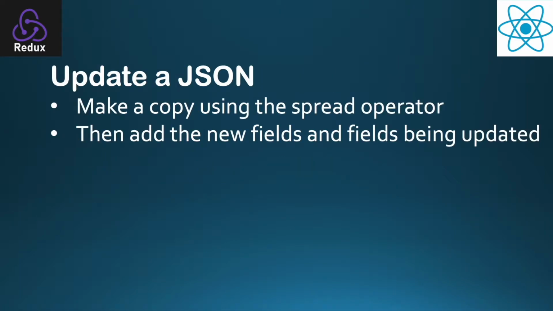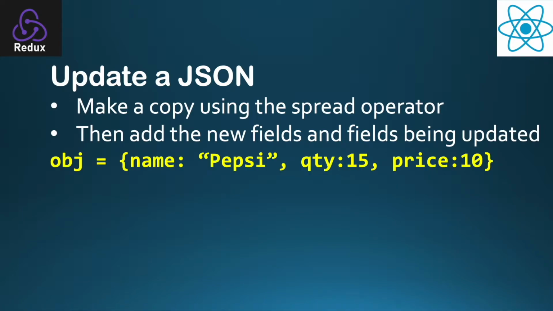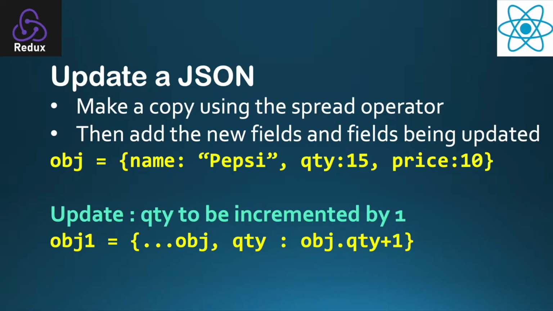So if we want to update a JSON, so our state is a JSON and we want to update it, then how do we do it? Make a copy using the spread operator and then add the new fields or the fields being updated. So for example, this is our state. It has a name, quantity and price. And what do we want to do? We want quantity to be incremented by 1. So how will we do it?